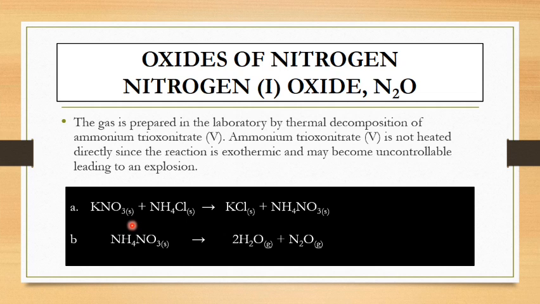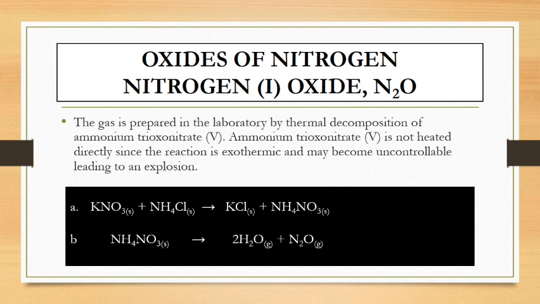So basically, for us to be able to have this ammonium nitrate, we'll be using the potassium nitrate, combining it with ammonium chloride, to form KCl, that is potassium chloride, and the ammonium nitrate. So automatically this ammonium nitrate will decompose on its own, yielding water and the nitrogen 1 oxide. So that's just the simple preparation of nitrogen 1 oxide in the laboratory.